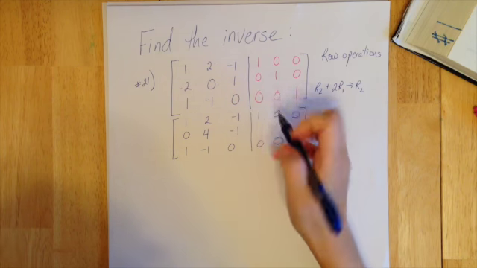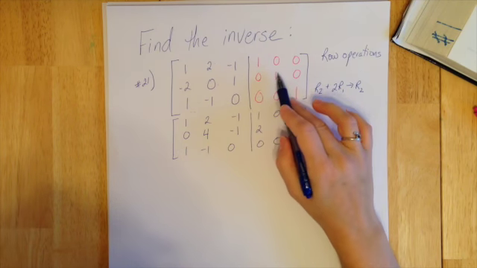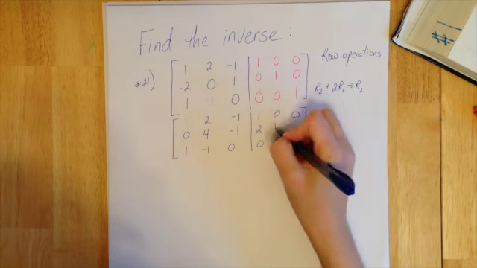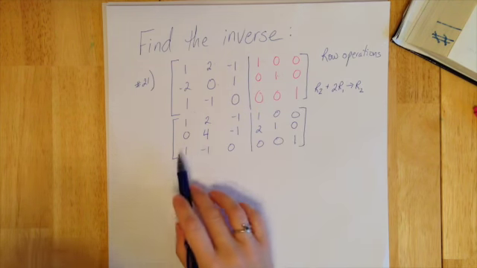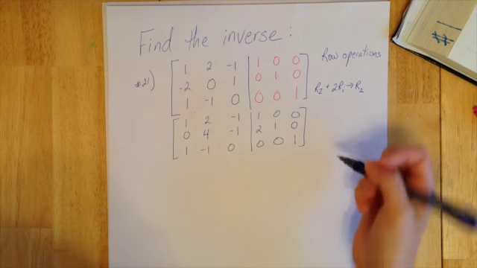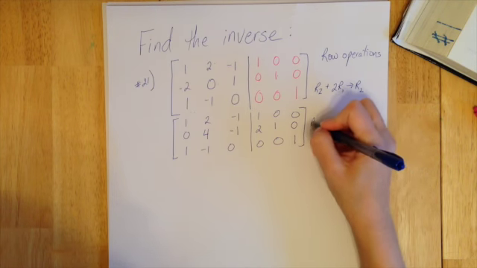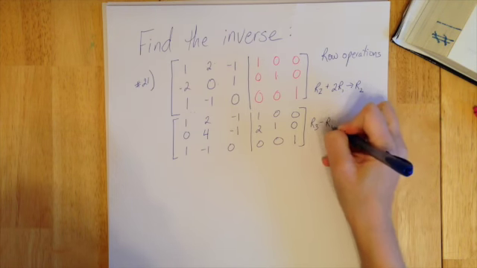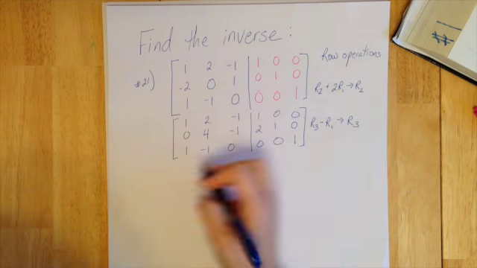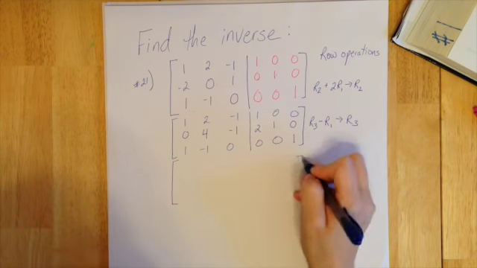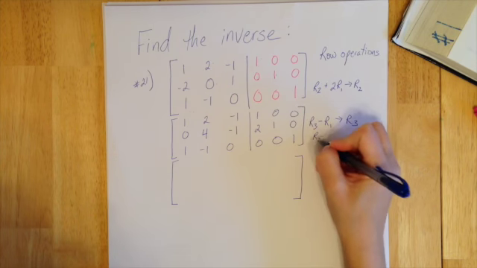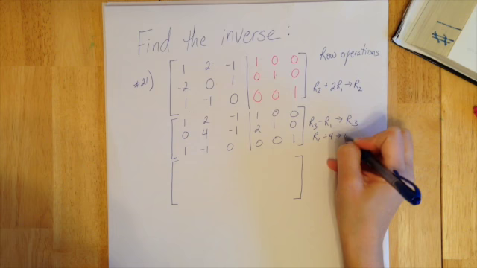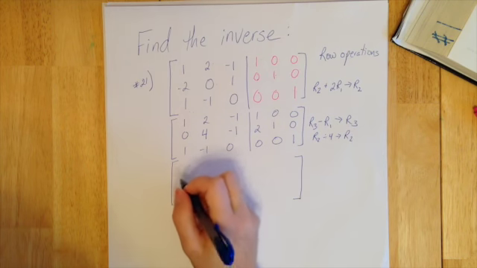Then we have 0 plus 2 1s is 2. 1 plus 2 of my zeros is 1. 0 plus 2 zeros is 0. Now I've got a 0 that needs to go here. So row 3 minus row 1 for my new row 3. And it looks like, while I'm at it, I might want to do row 3 divided by 4 so that I can get a 1.